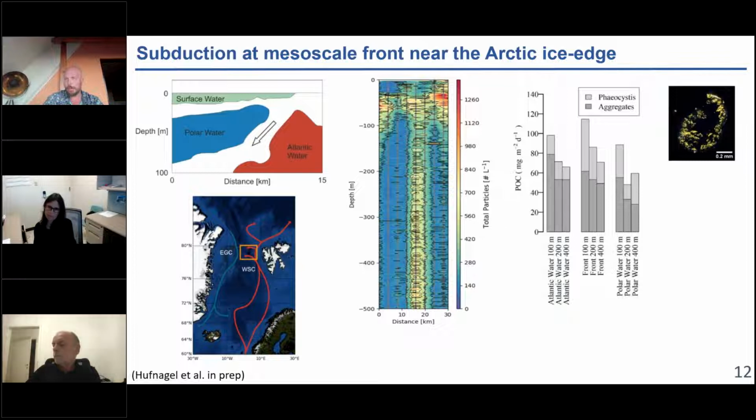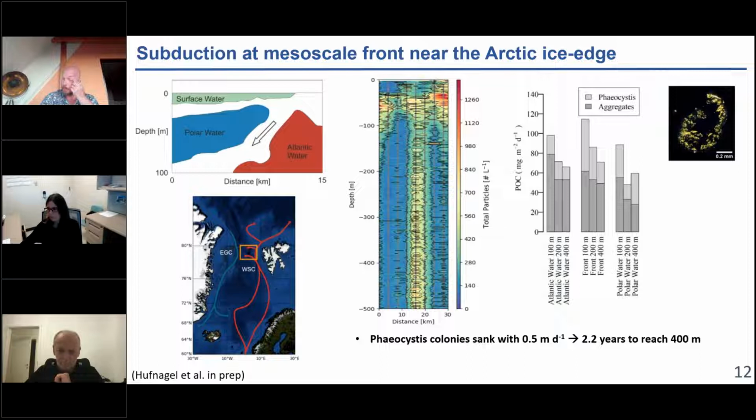And Phaeocystis, when it's not ballasted, doesn't really sink at all. What we found was that a large fraction of the total carbon flux we measured at 100, 200, and 400 meters with our sediment traps was actually made up by Phaeocystis, even down to 400 meters. So then we measured the settling velocity of Phaeocystis colonies in the laboratory, and we found that they were sinking at 0.5 meters per day, which would mean that it would take them 2.2 years to reach 400 meters.